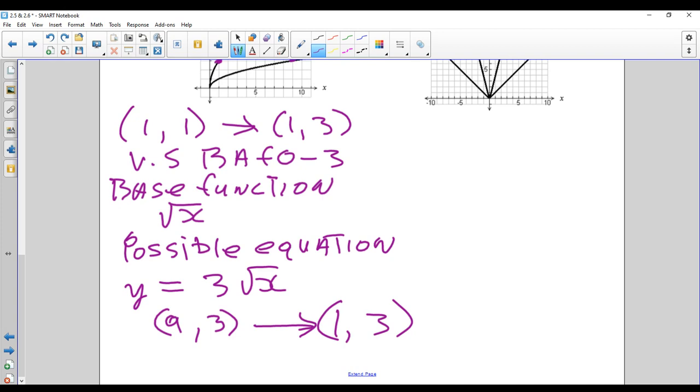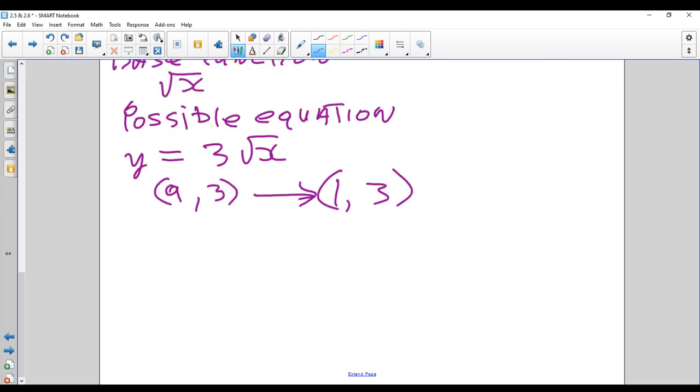It's a horizontal compression by a factor of what? What did I multiply by to go from this to that? 1 over 9. There you go. It's a horizontal compression by a factor of 1 over 9. So let me write that down. So this is one possible equation. I'm going to say this would be a horizontal compression by a factor of 1 over 9.